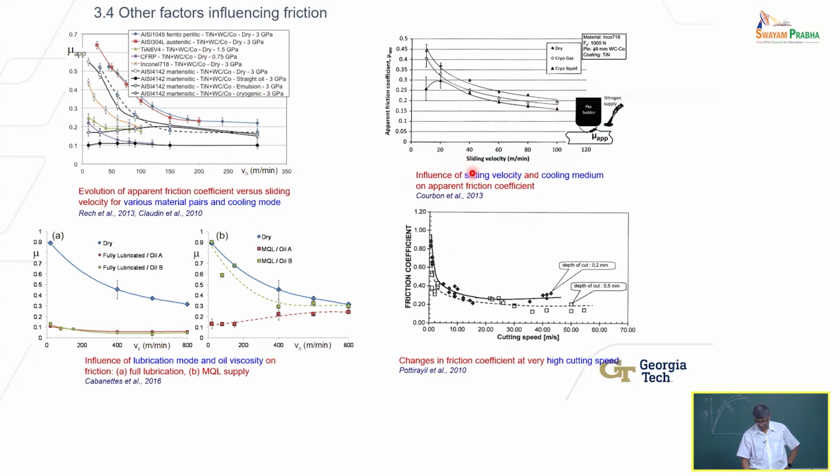This is the same thing, somebody else's data, but saying the same thing as a function of sliding velocity and cooling medium: the friction coefficient changes. Again, this is saying the same kind of thing. The type of lubricant you use matters and so forth. So it's well known that this apparent coefficient of friction changes with velocity. It changes with cooling. It changes with the materials involved. That shouldn't be surprising. Obviously, it'll change, right? Different materials will exhibit different frictional characteristics.